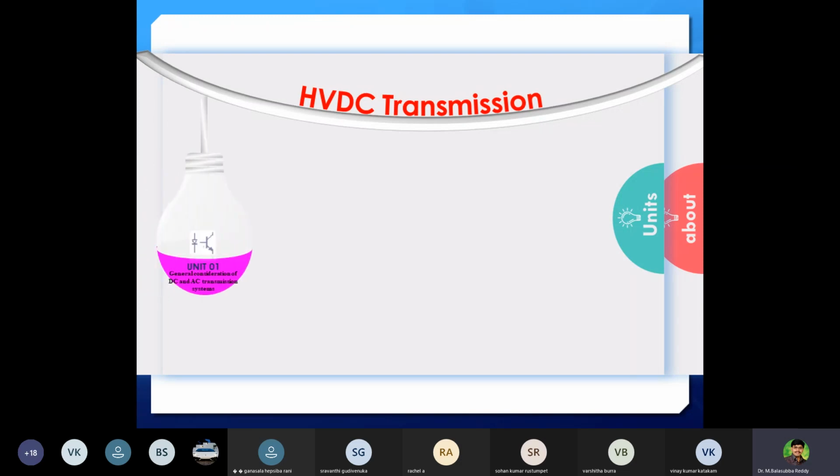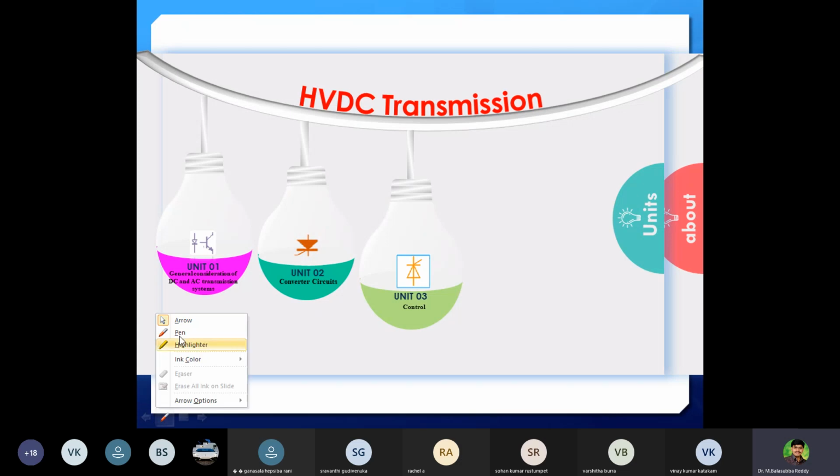So these are just the unit titles. General consideration of DC and AC transmission systems, and then converter circuits. The converter circuit has a big role in this. For all HVDC transmission we require this. In general there are two stations, one is the sending end and the other is the receiving end side. Why are two stations required?